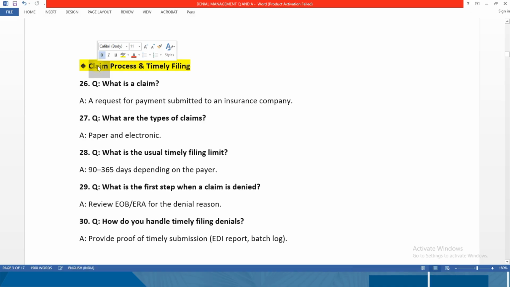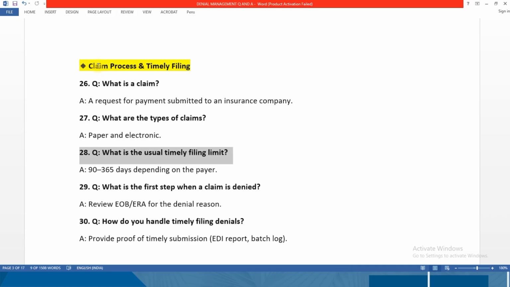Next we will see a few Q&A related to the claim process and timely filing. So what is a claim? A request for payment submitted to an insurance company. This is common everywhere: if you want to get your payment, you need to request it from the insurance company, and we call it a claim. What are the types of claims? We have two types of claims, paper and electronic.